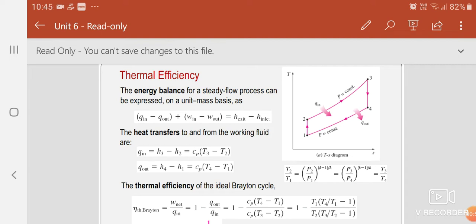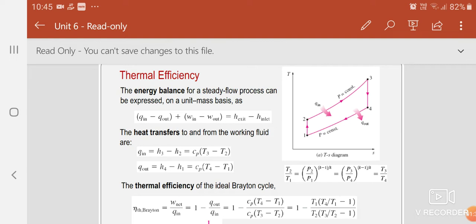You can see here in the thermal efficiency, the energy balance: Q in minus Q out plus W in minus W out equal to H exit minus H inlet. That comes from the equation Q is equal to W plus delta U that you got in thermodynamics in the steady flow process. Q is equal to W plus delta U, in a steady flow process or in a closed system. This is the formula. Using that we have Q in is equal to H3 minus H2.